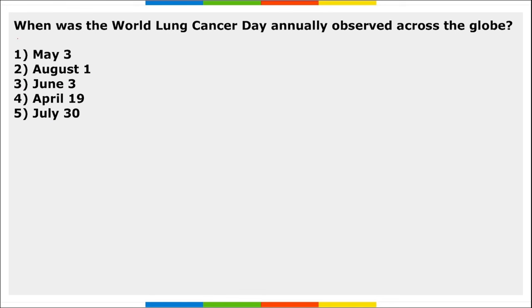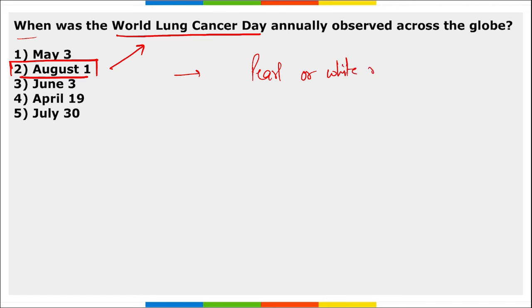Next, when was World Lung Cancer Day annually observed across the globe? So on 1st of August we observe World Lung Cancer Day, and it is to basically create awareness about lung cancer, that is one of the deadliest cancers globally, right? Then pearl or white ribbon is the symbol for World Lung Cancer Day. Then there is a theme also for this: stronger together, united for lung cancer awareness.